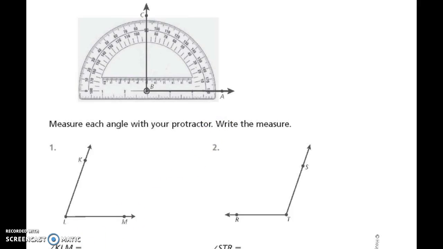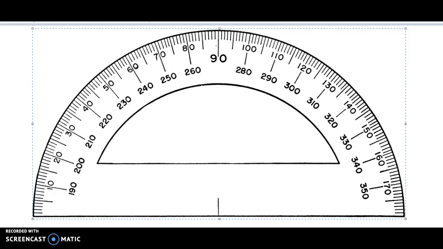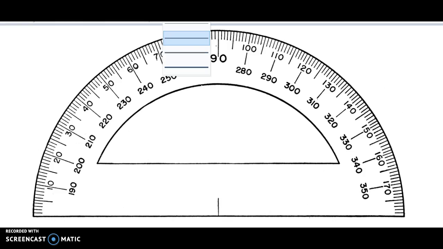All right, so let's go ahead and practice this. Here's a picture of a protractor. It has both sets of numbers, and it's nice and big for you so you can actually see it. I'm going to draw some angles on here to help us see how to measure them before you come in tomorrow, because we're going to work on measuring them tomorrow.